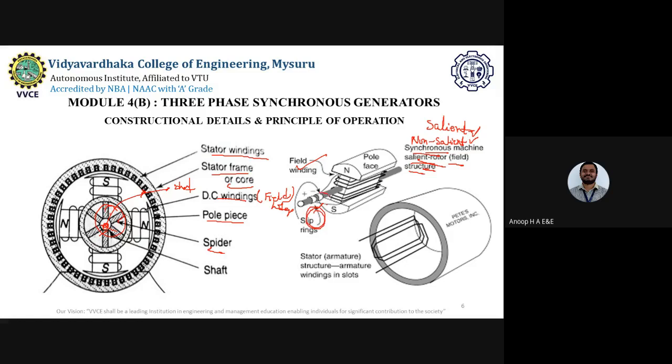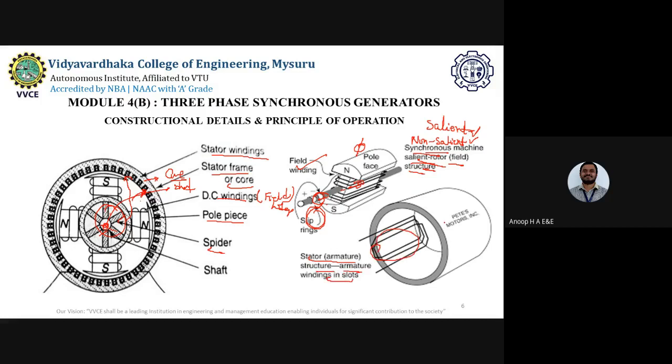Now the DC supply is given to this field winding, so there will be production of flux. This flux will cross and link the stator windings, which we generally call the stator AC windings. Next, you have the stator frame, or the core of the machine. The flux passes through the rotor, the air gap, and the stator windings. This is the stator or armature structure, and armature windings are generally placed in the slots of a machine.